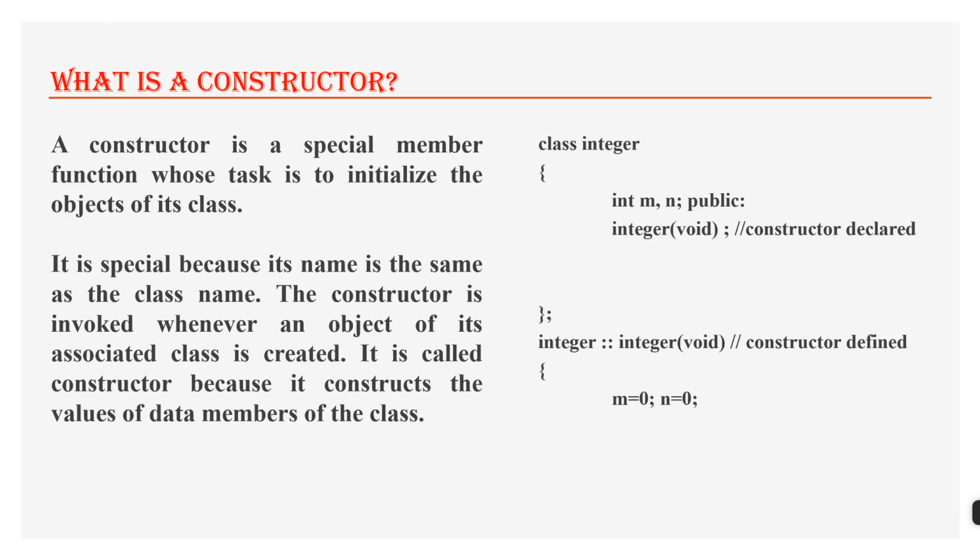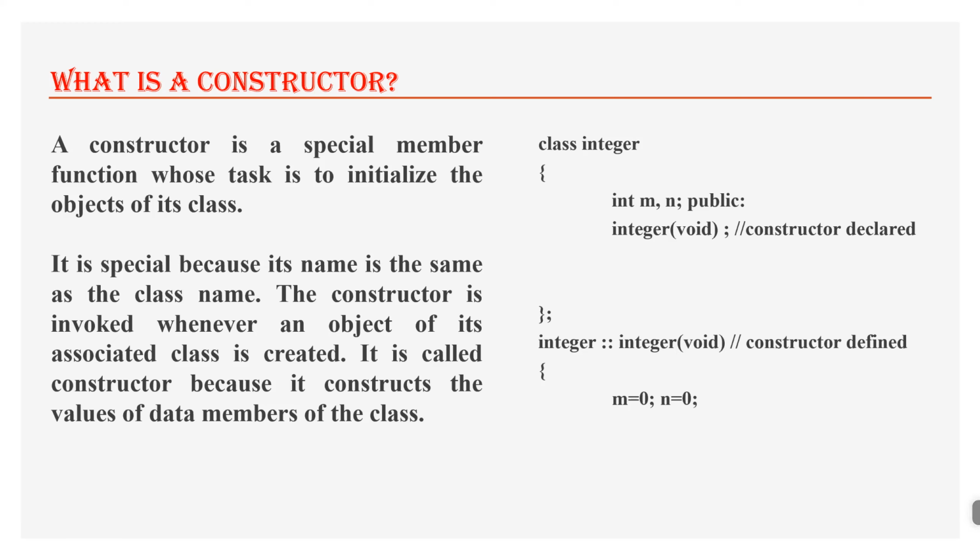But the concept of constructor says you initialize an object, but at the time of initialization itself the object will have its value. So it's a special member function. The responsibility of the constructor is to initialize the objects of its class. It is called special because its name is the same as the name of the class.